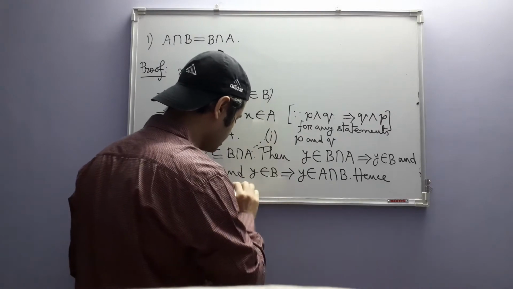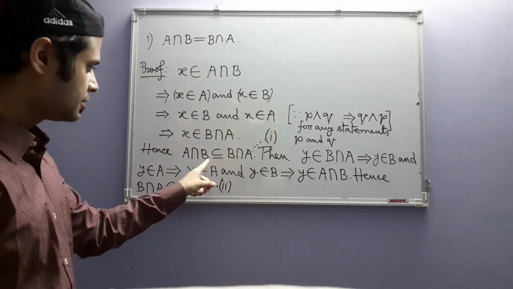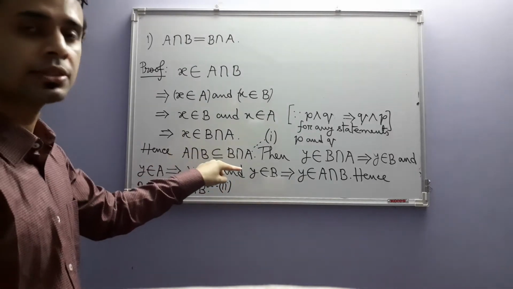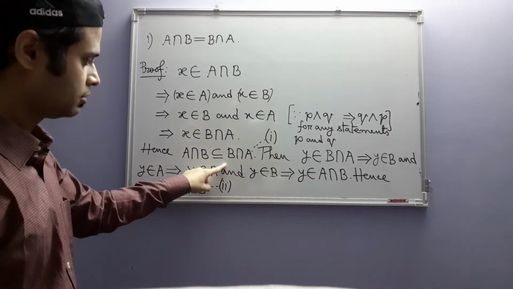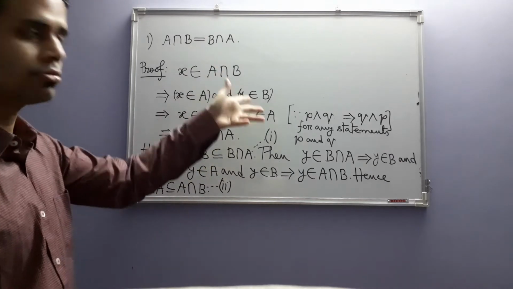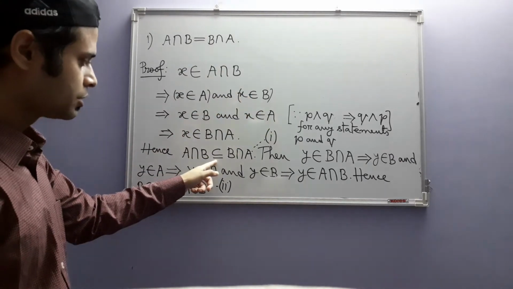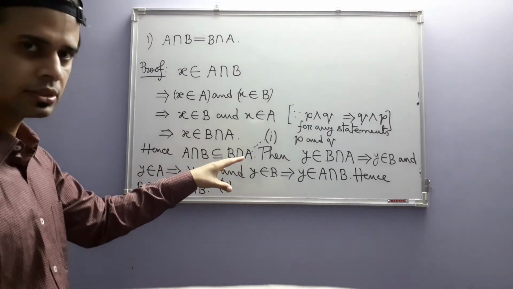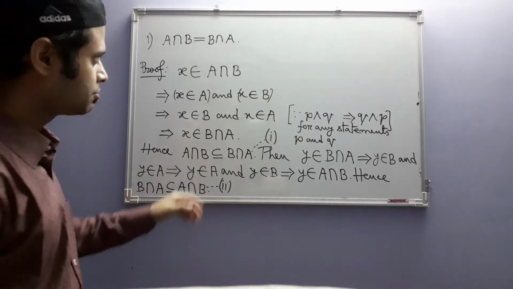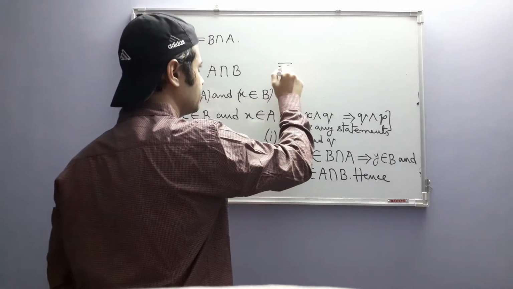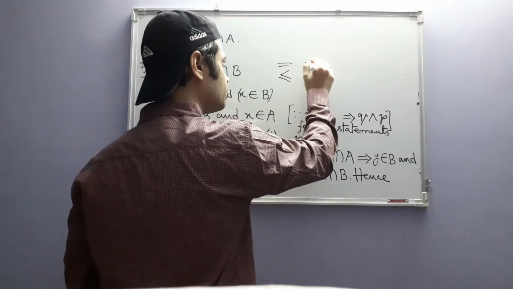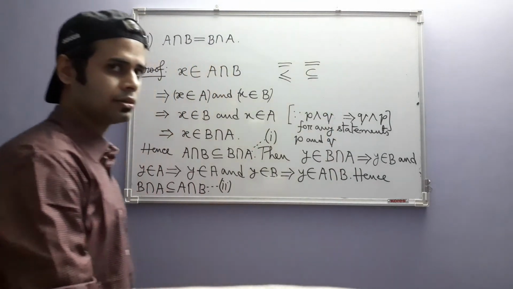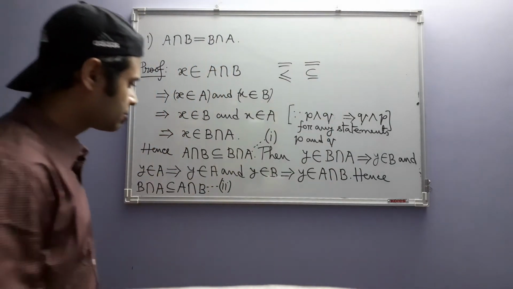Ultimately, using these relations, note that this is not an equation. In an equation you have an equality sign. This is not an equation. It is something like an inequality. I have already discussed this, that when it comes to sets, just like numbers, in numbers we have equality and inequality. In sets also we have equality, but in place of inequality we have the subset relation.